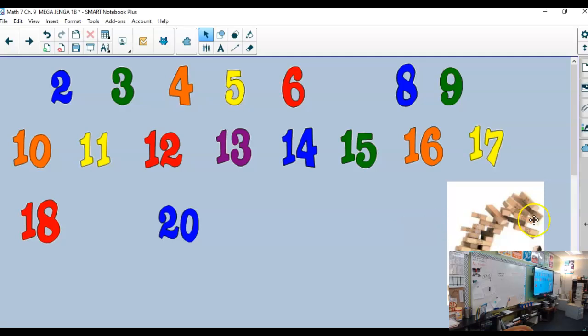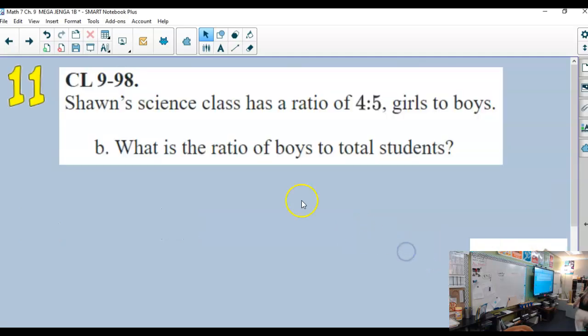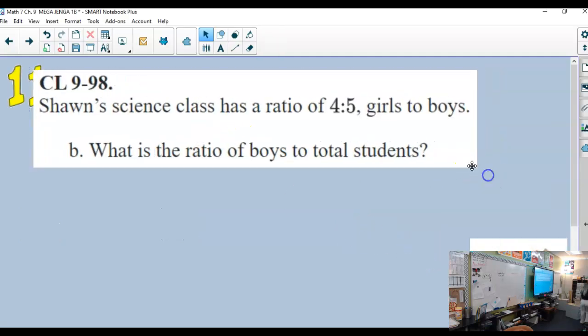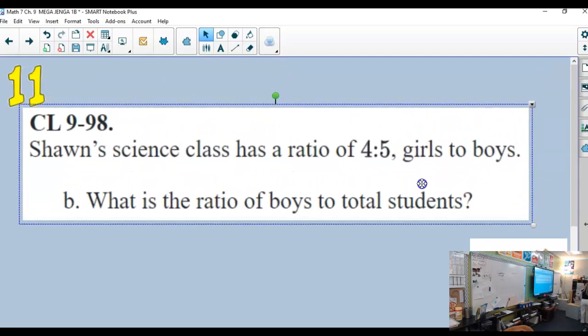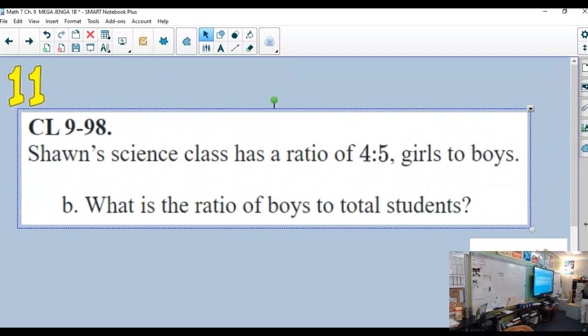Rowan, pick our next number. 11. Took no thought to decide. That's the best number. I'm not going to read this out loud because my phrasing might give it away.